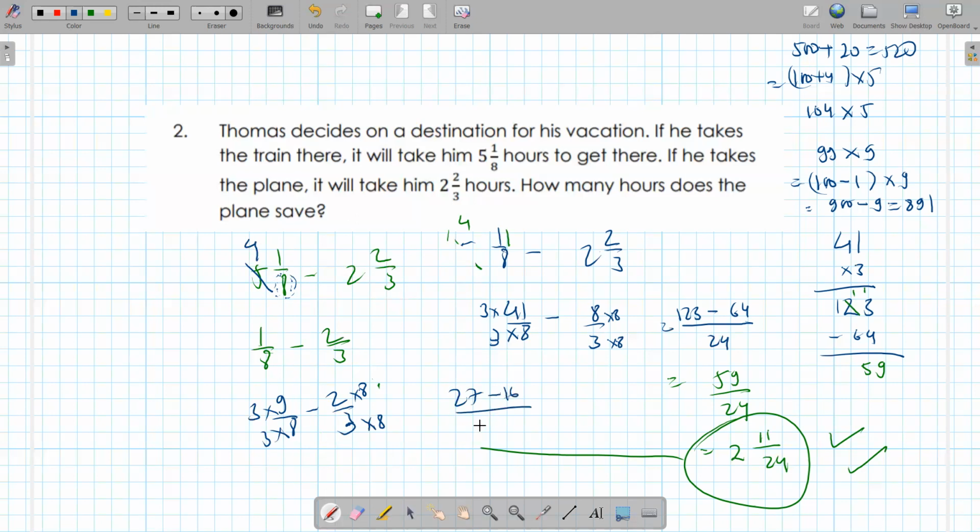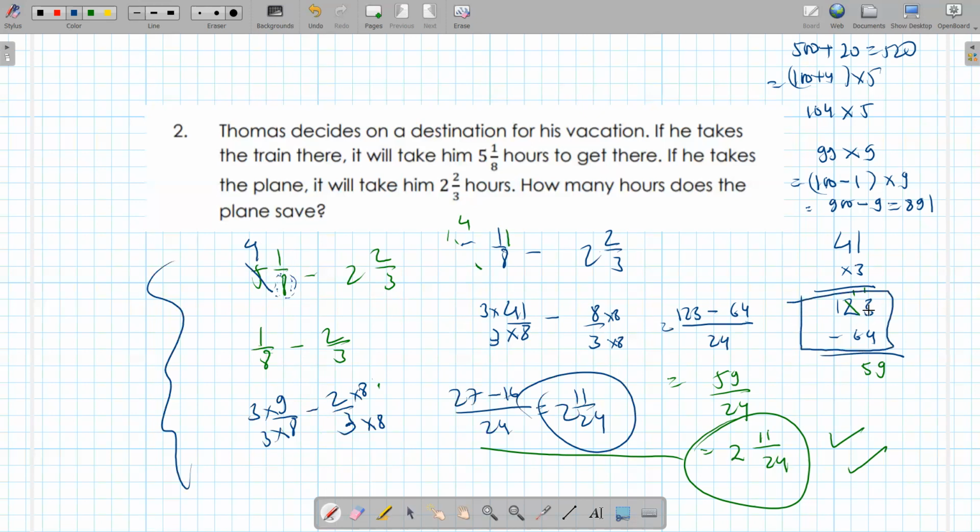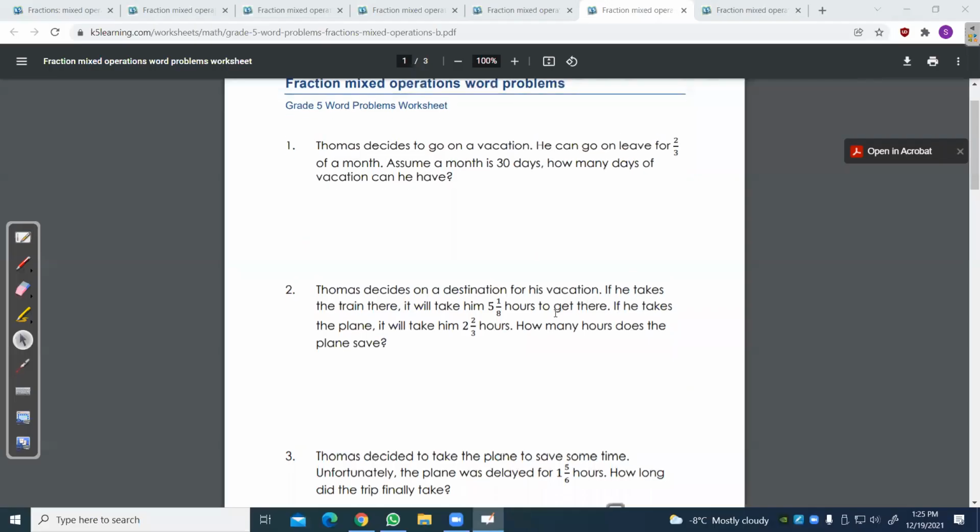27 minus 16 over 24, that's 11 over 24. There we go. And then 4 minus 2 would be a 2. Okay, so just be careful there. It's not going to give it a 10. It's only going to give it one whole, which is an 8. And this way is better, especially when the numbers are big, right?